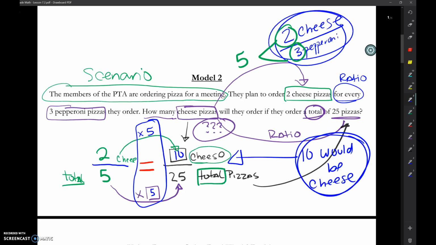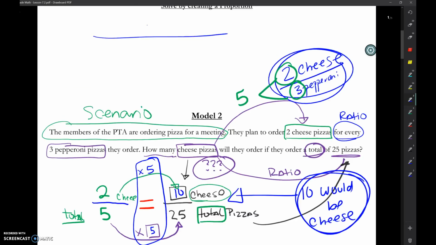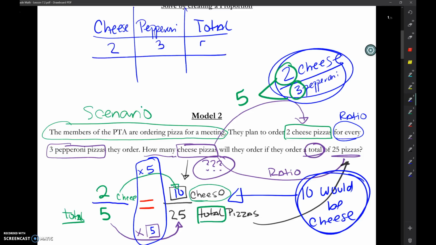Okay, I could also do it in a table, and I did this with the paint problem the other day. I would have total, I would have cheese, I would have pepperoni: 2, 3, and 5, and I would keep going. 4, 6, and 10. So if we notice, everything is multiplied by 2 in this row. 2 times 2, 3 times 2, 5 times 2. And then I would keep on going.